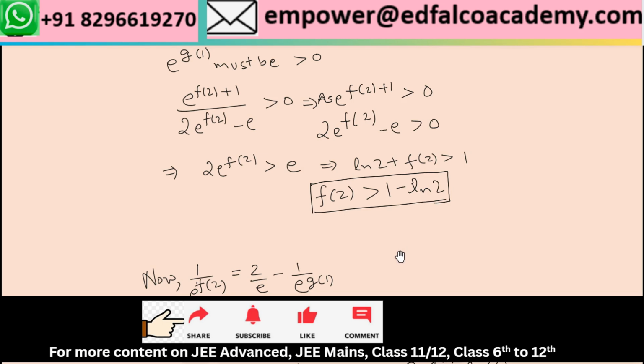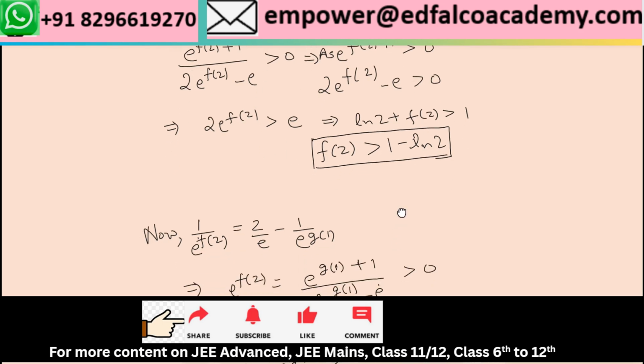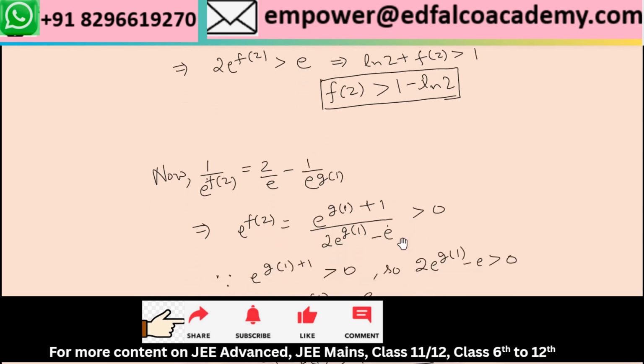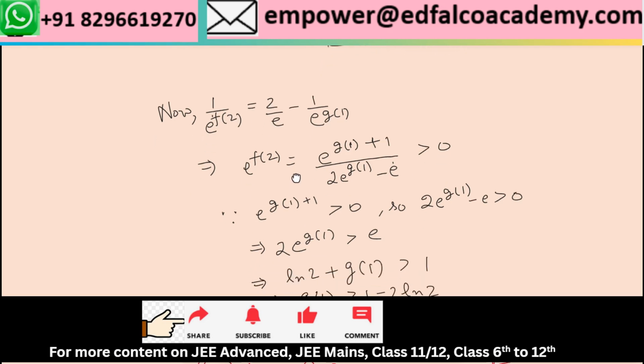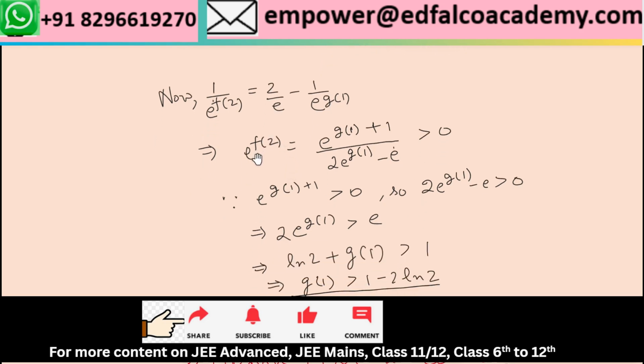We can do the same kind of thing this time by keeping 1 by e to the power f of 2 on the left hand side and sending e to the power g of 1 on the other side. So we'll put 1 by e to the power f of 2 is equal to 2 by e minus 1 by e to the power g of 1. And then again the logic is the same. We will try to find the value of this and take the reciprocal. So it will be e to the power f of 2 is equal to e to the power g of 1 plus 1 by 2 e to the power g of 1 minus e.